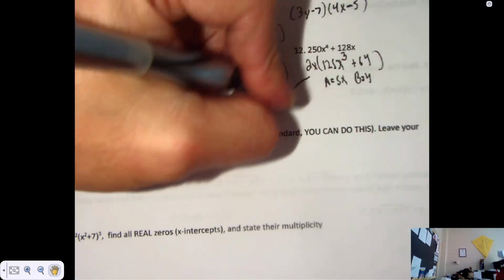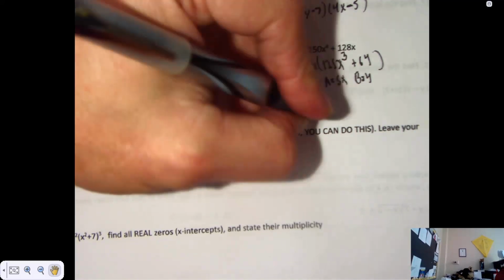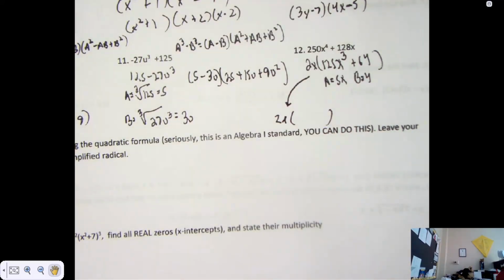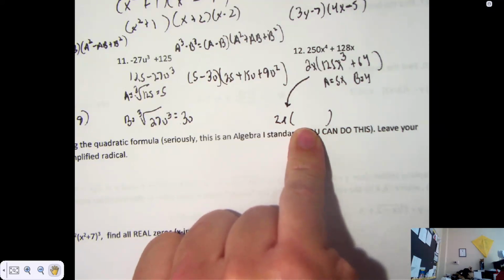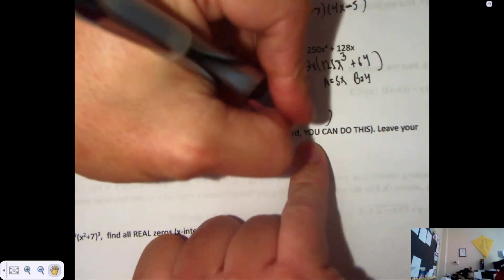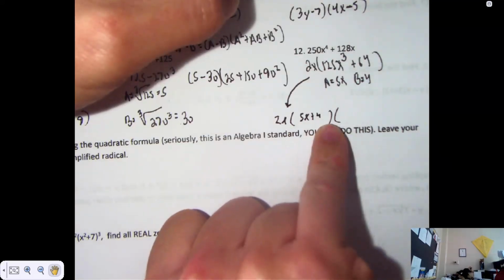So this little piece has to be carried down. And the pattern, if you took your notes, is off to the left. What's the first factor? A plus B, so 5x plus 4. What are you supposed to do with your 5x? Square it. 25, A squared.